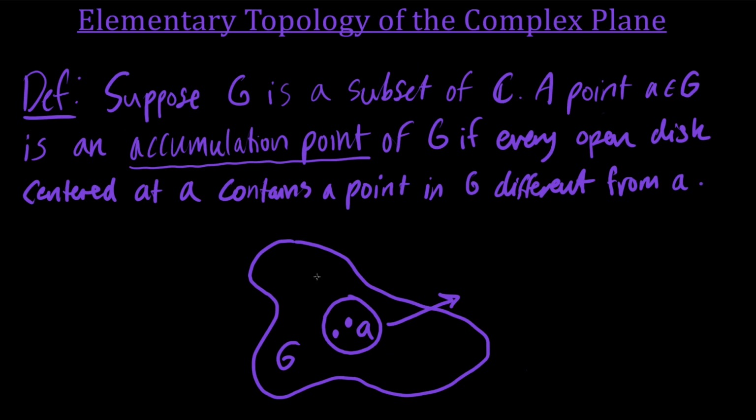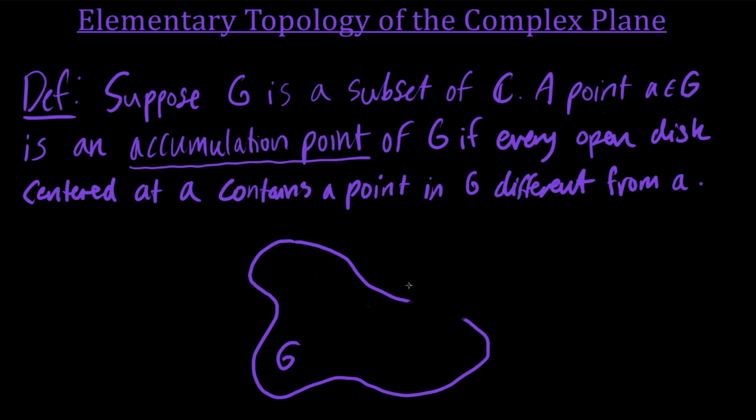Now, what if we make this disk smaller? Well, if we make it smaller, let's say this is the disk that we're now considering, it doesn't contain this point that we identified, but what about this point right here? Well, that point is within the disk, and it's not equal to A, and it is in G. And so no matter how small we make this disk, we're still always going to be able to find a point within the disk that is contained within G that is not equal to A. So no matter what open disk we have centered at A, the disk always satisfies this property. And so A is an accumulation point of G.